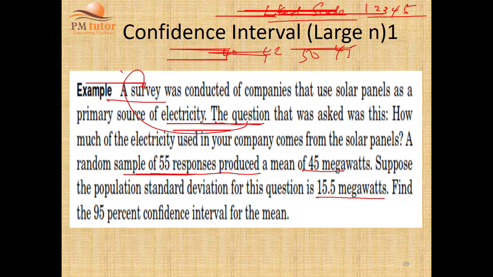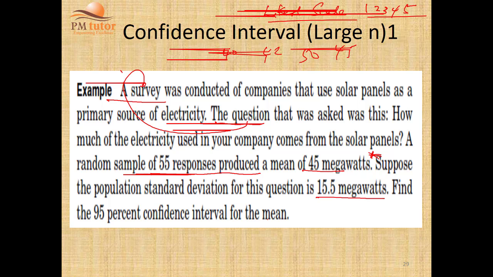Supposing, this is just like a supposition. Supposing the population standard deviation for this question is 15.5 megawatts. Find the 95% confidence interval for the mean. That's the question. Find the 95% confidence interval for the mean.